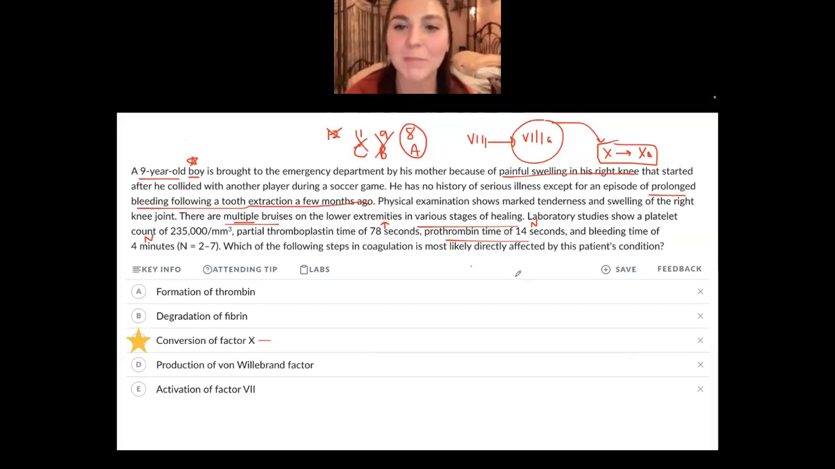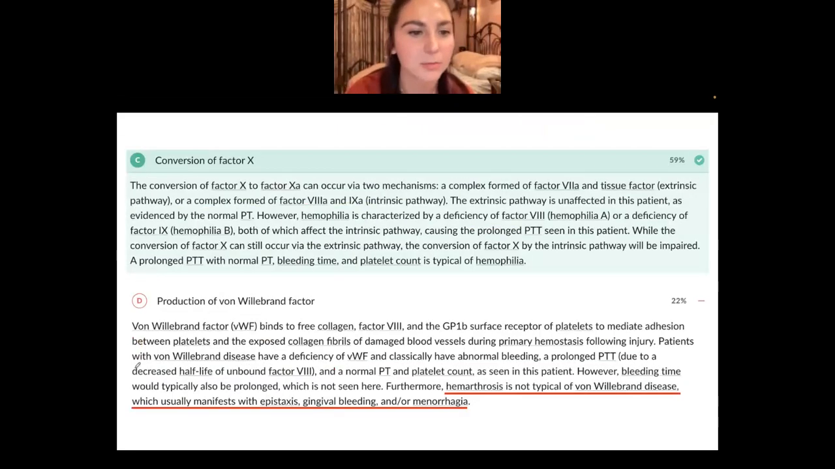So yeah, this is a tricky question, but I wanted to run through it to show you how you can get to secondary hemostasis versus primary hemostasis. Here's production of von Willebrand factor. This is your primary hemostasis. If you rule that out right away, you can just rule this out. You don't even have to think about von Willebrand disease at all.